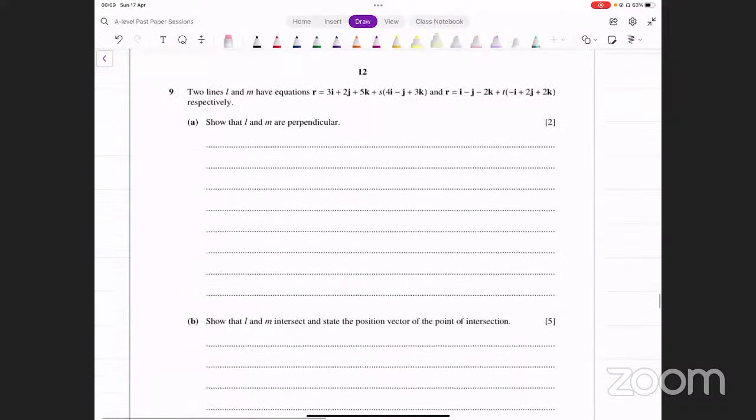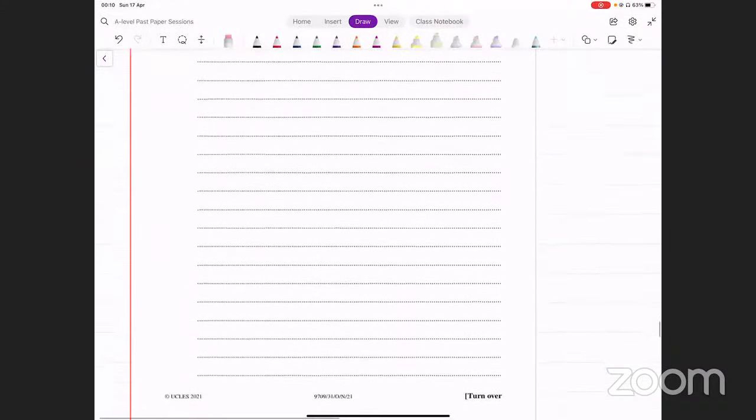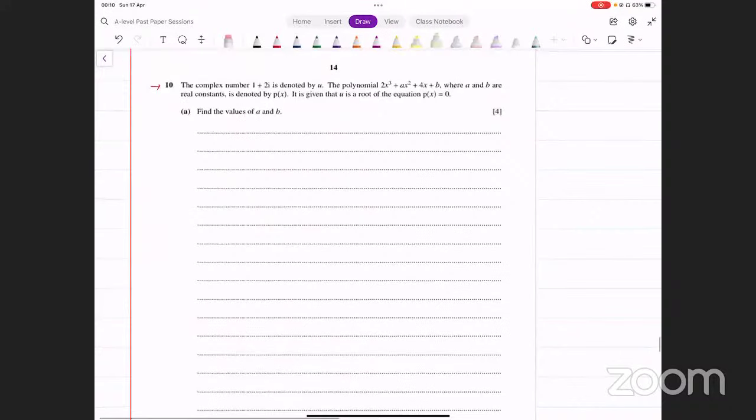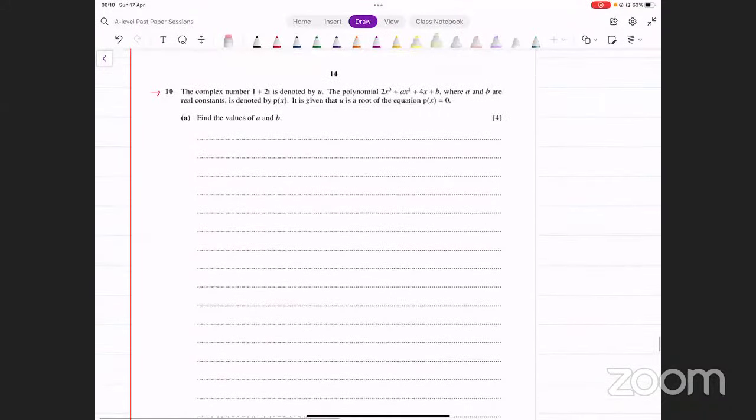I'm going to skip that. Let's move on. Vectors वाला question है. This is relatively straightforward. Let's move on to the next one. We have question number 10 next. Okay, that's complex numbers. Let's try and do this.